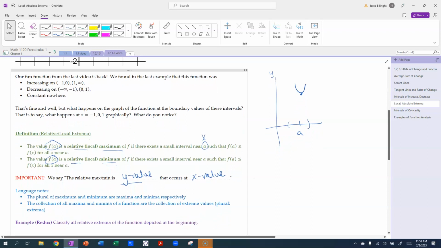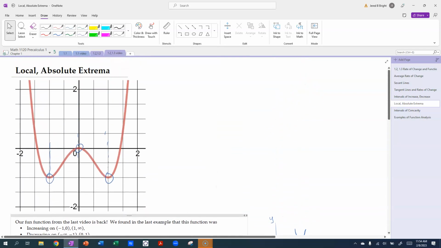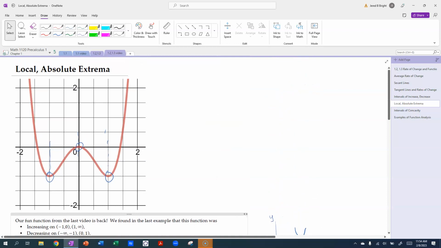Okay, and then I mentioned, if we talk about multiple maximums and minimums, rather than adding an s on, we have to change the word entirely to maxima or minima. Okay, and then when we talk about all maxima and all minima, we call those extreme values, or if we don't want to use that language, again, we change the word to extrema. Okay, so then when we look at this thing, we want to identify the extrema depicted in the picture.